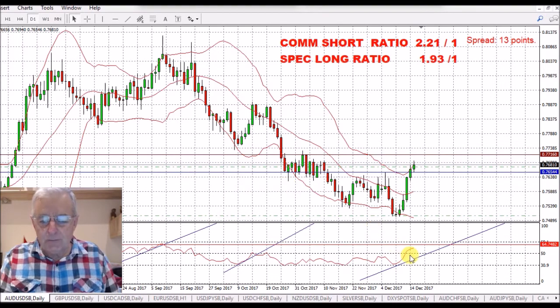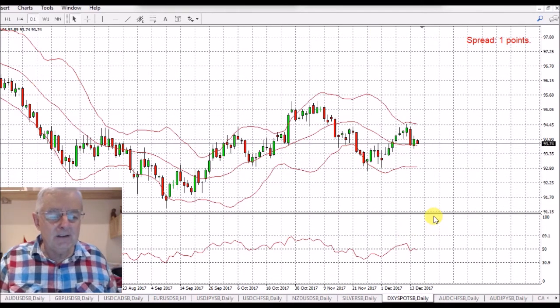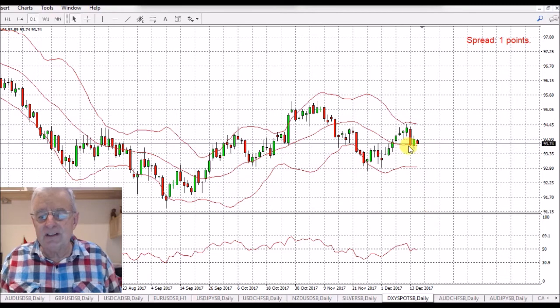So we'll start with the AUD USD, but before that, I'd just like to have a quick look at the DXY, which is the US dollar against a mixed barrel of sort of like European currencies. And as you can see, we fell there the other day.